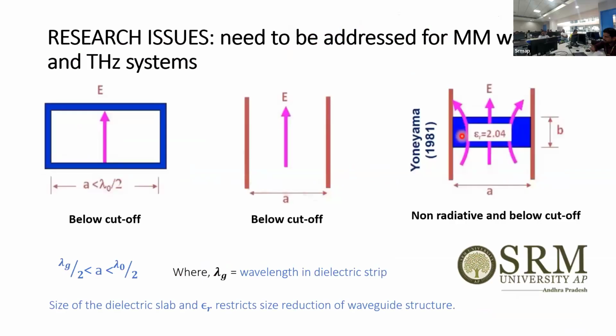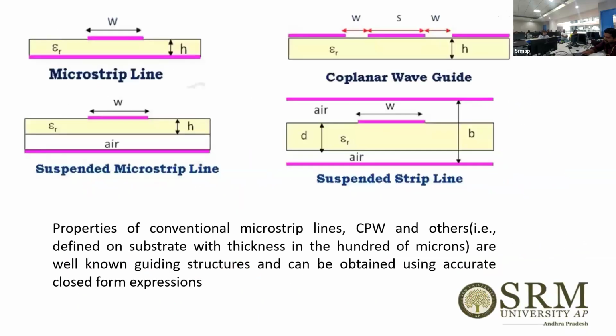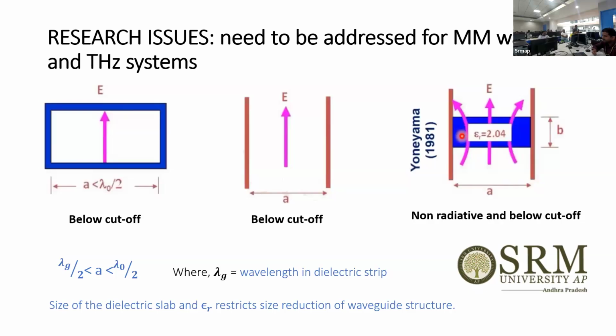So this is the new design of a millimeter wave guiding structure. Here it is a non-radiative dielectric material. We have introduced the dielectric material here. We have designed the waveguide in the below cutoff region. That is the advancement here. In previous designs, we didn't design for the below cutoff region. That's why the size is very high. Here we have reduced the waveguide to its below cutoff condition.